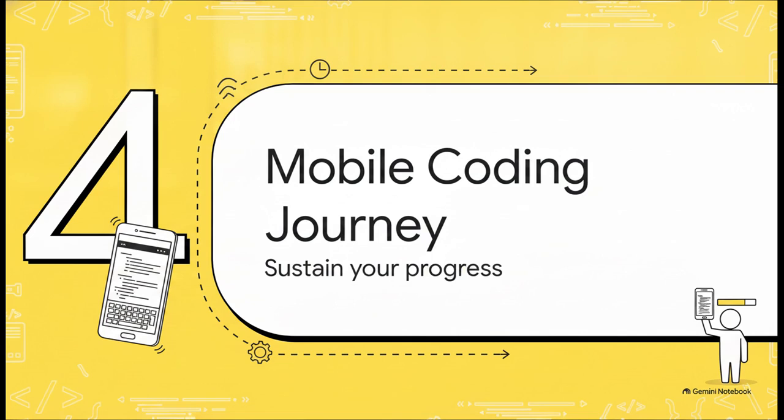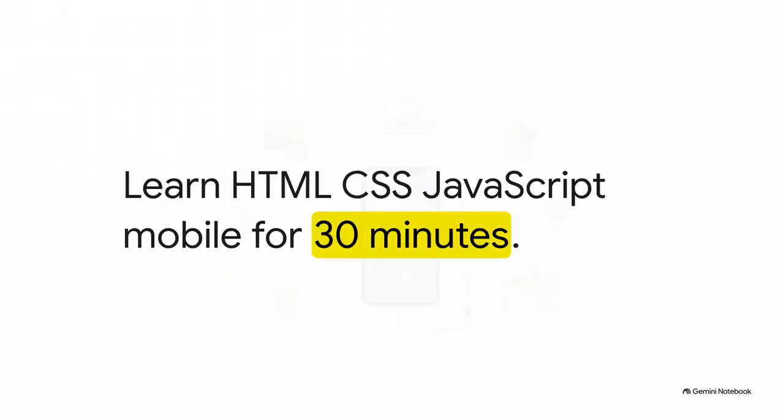Which brings us to our final section, your mobile coding journey. So what is the absolute secret to actually making this work? Consistency. You really only need to dedicate just 30 minutes a day on your mobile device to practice this HTML, CSS, and JavaScript stack. You do not need to block out 5 hours, and as we've established, you definitely don't need a laptop. Just grab half an hour during your commute or on your lunch break. If you consistently put in that focused 30 minutes, you will see rapid, undeniable progress, for sure.